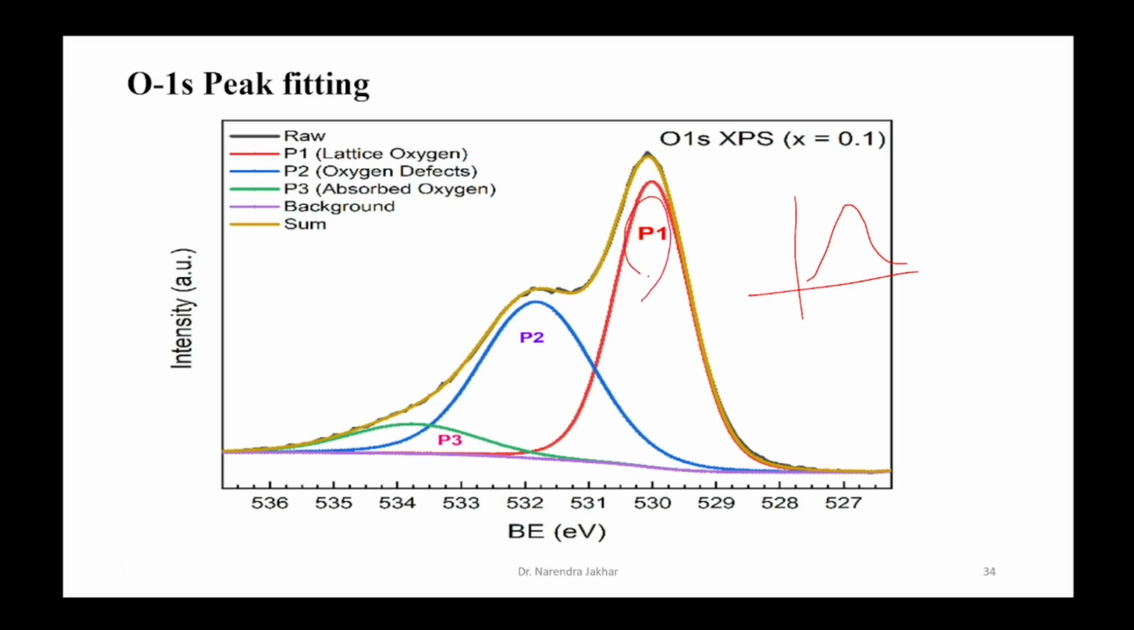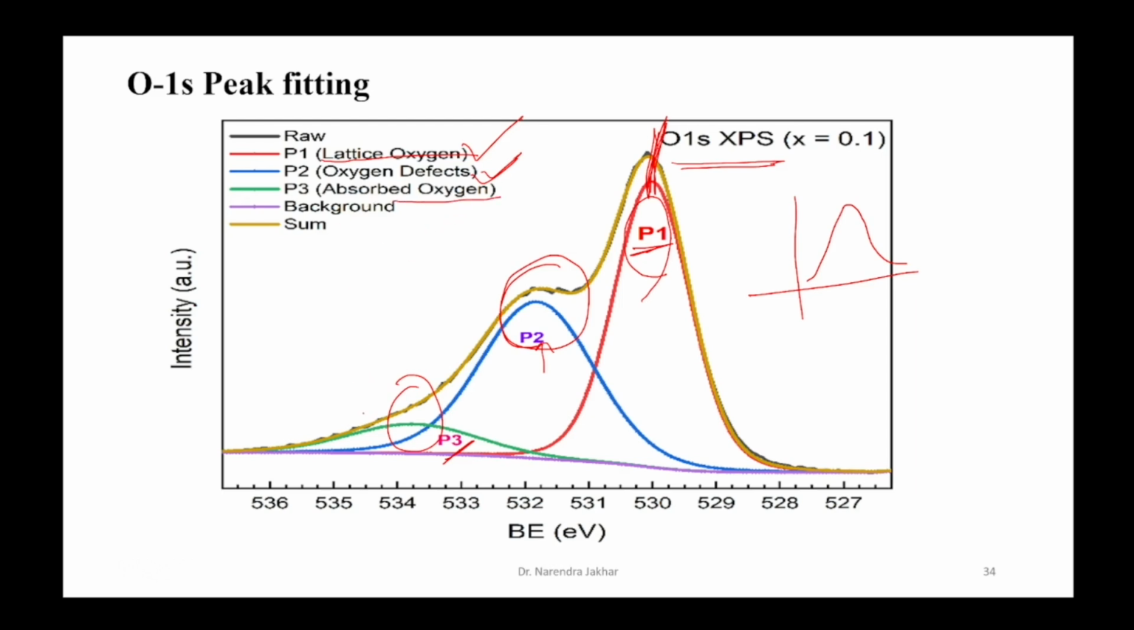So this first component, we call it P1, corresponds to the lattice oxygen. The lowest binding energy component in this O1s XPS corresponds to this lattice oxygen. The second peak here, P2, is ascribed to the oxygen defects, and the third peak here, which we call P3, is ascribed to the adsorbed oxygen on the surface of the sample.